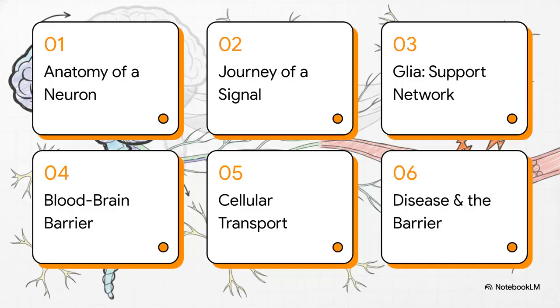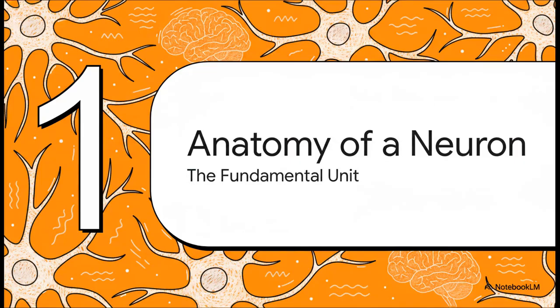All right, here's the syllabus for today's rounds. We'll cover the anatomy of a neuron, the journey of a signal, glia, the blood-brain barrier, cellular transport, and finally, disease and the barrier. Okay, Section 1. Anatomy of a neuron, the fundamental unit.